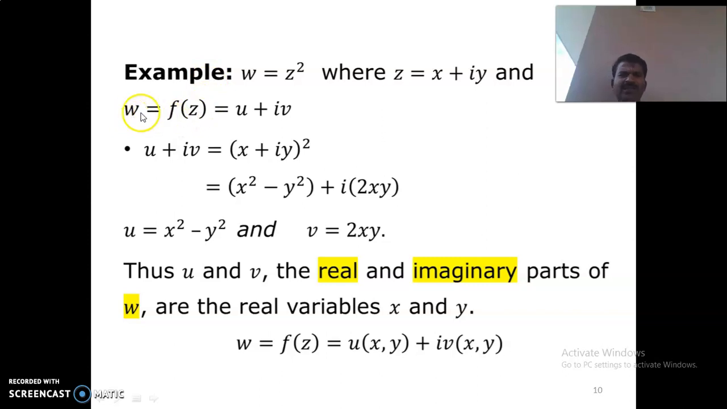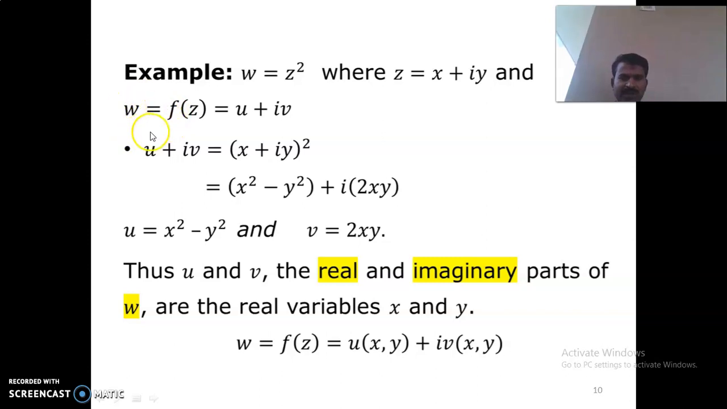As we know, w is a complex variable or complex function, wherein w is u plus iv. Replacing w by u plus iv and z by x plus iy, and expanding this square, the real and imaginary parts are respectively u equals x square minus y square, and v equals 2xy.